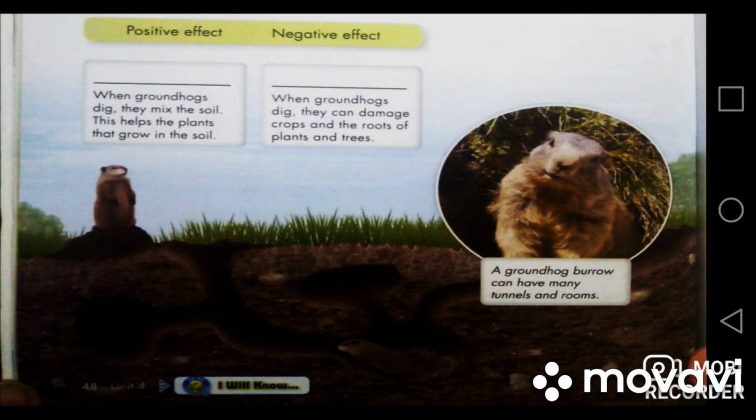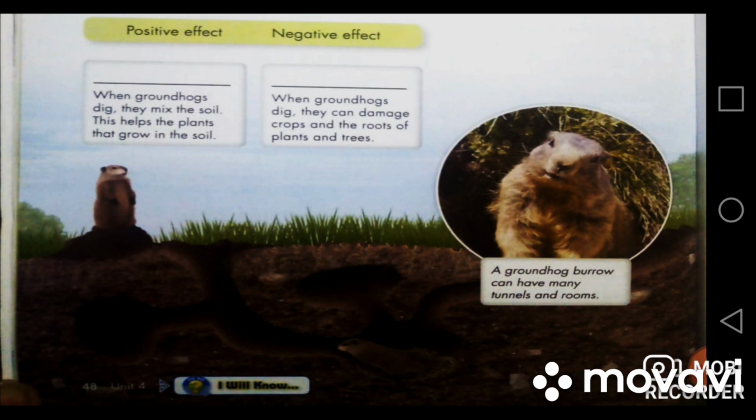Now we will solve question number 3 on page number 48. You can see there are two statements given here. These are the effects of the groundhogs digging the burrows. One of them is a positive effect and one of them is a negative effect. You have to label the positive effect and the negative effect.